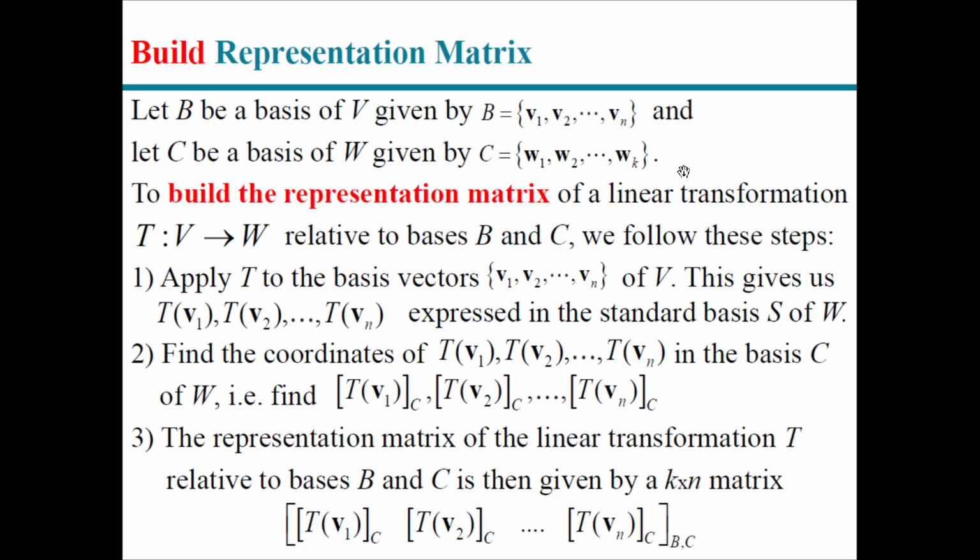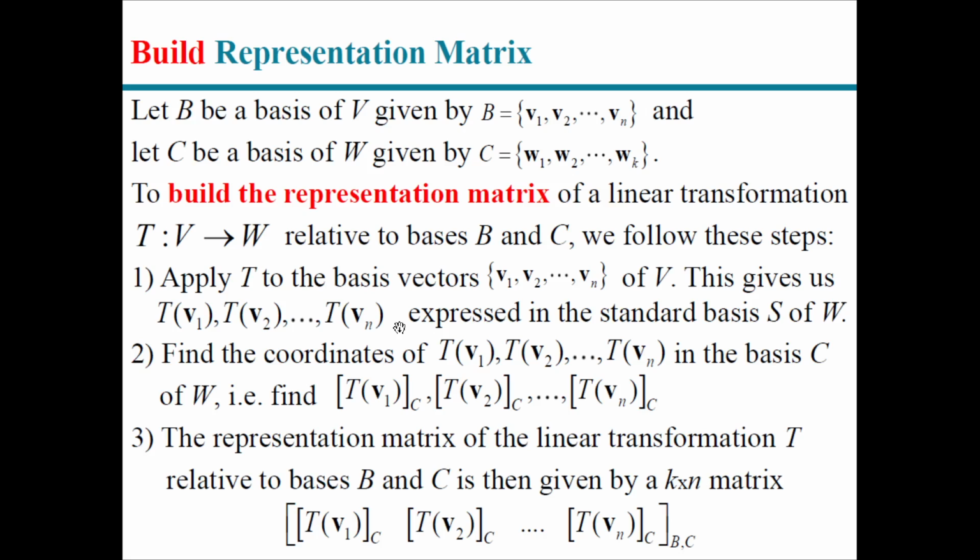So how do we build the representation matrix? These are the steps, and they are classic steps to apply every time. First thing, we apply the linear transformation to the basis vectors of the domain, so to the basis vectors v1, v2, v3, ..., vn. We just do that. This gives us the images T of v1, T of v2, T of vn. And these images are expressed in the standard basis of the codomain, which means these are the vectors themselves, or objects themselves.